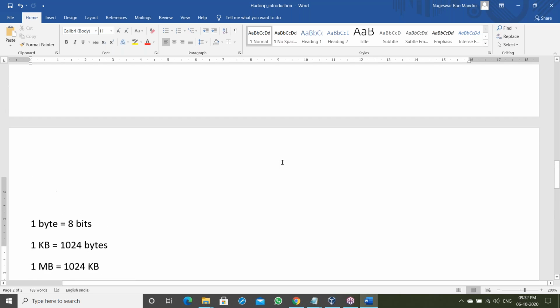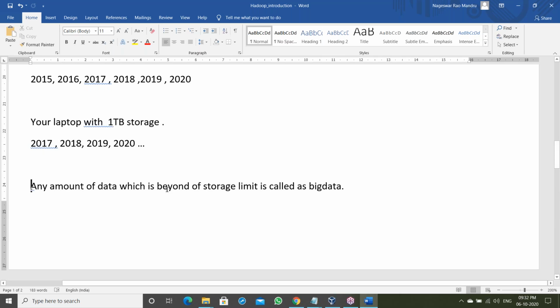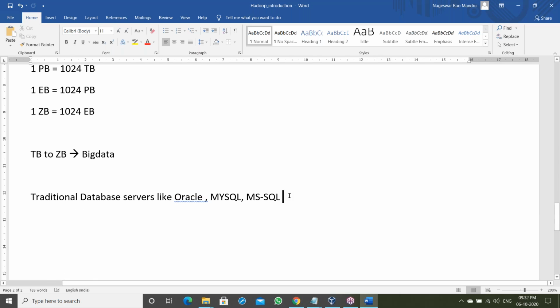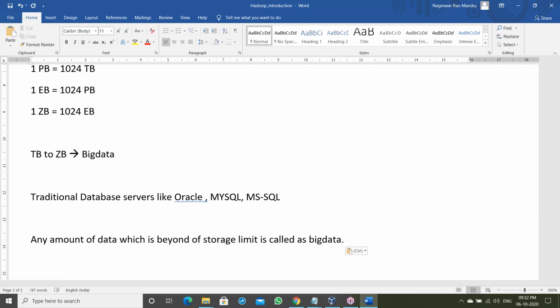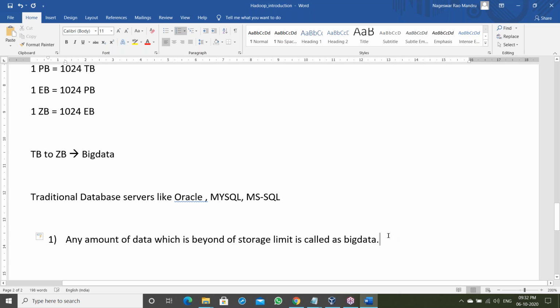So what is big data? First question, what is big data? Simple answer: any amount of data which is beyond the storage limit is called big data. Big data really is a big one.